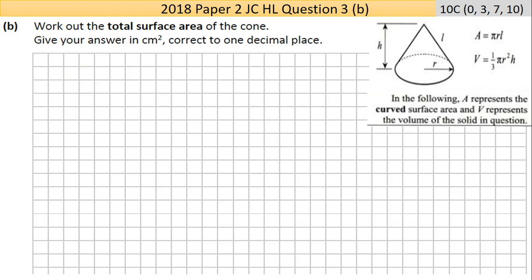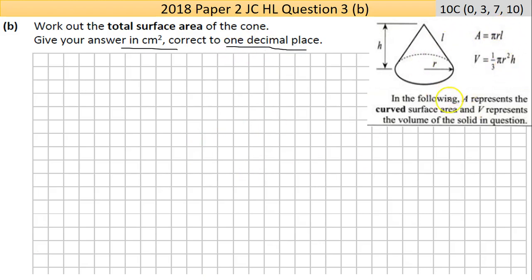Part B here is a little bit harder. Still 10 marks on this one, and you won't know that obviously in the exam. You're asked here to work out the total surface area of the cone and give your answer in centimeters squared, because area is always in square units. And finally, when you're finished, make sure you round that to 1 decimal place.